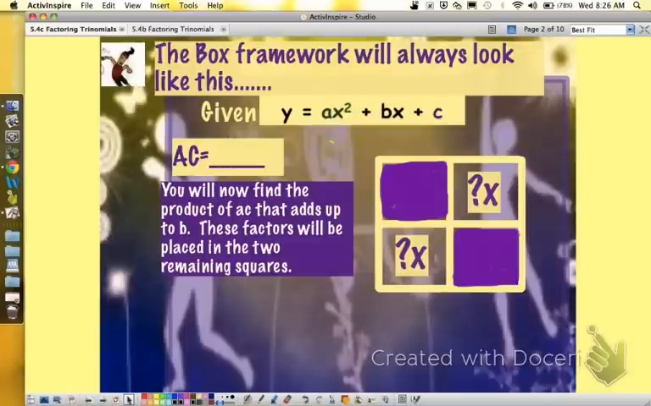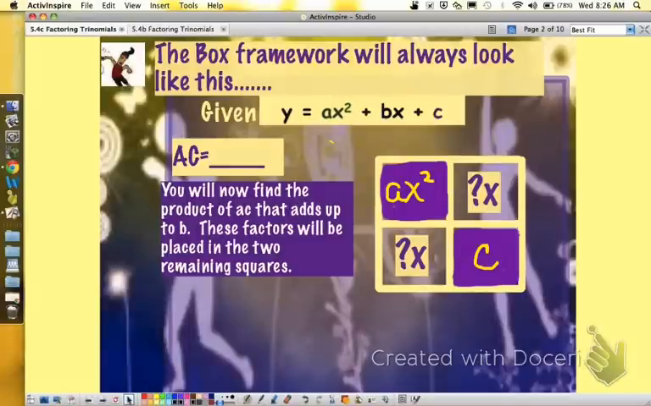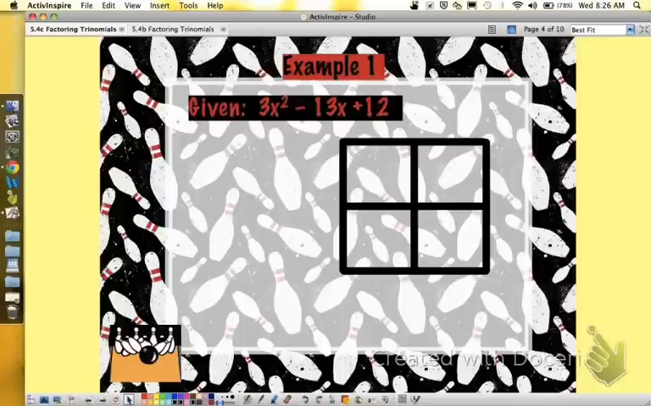So the box framework will always look like this. You will have a box, and you're always going to put the first and last terms in these two boxes. They have to go in these two boxes. Then what we don't know really is what goes in the other two boxes. Let's take a look at an example, because it's better to explain through an example than to try to get through the general template of this.